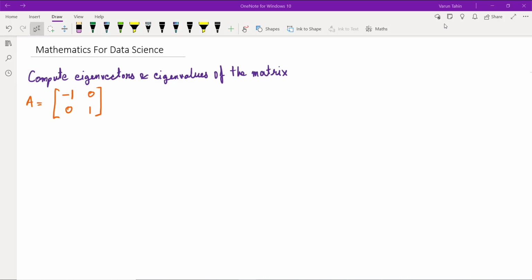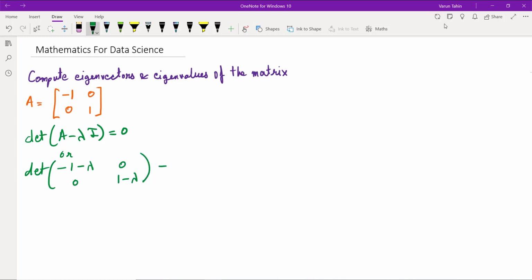We have been given this matrix A which has values -1, 0, 0, 1, and we have to calculate the eigenvectors and eigenvalues for this. Based on our understanding, as the first step we put everything into the equation determinant of A minus lambda I equals 0, right? Or in other words, determinant of [-1 minus lambda, 0; 0, 1 minus lambda] equals 0.